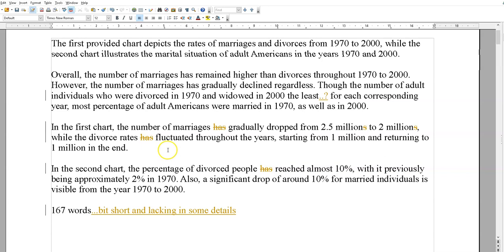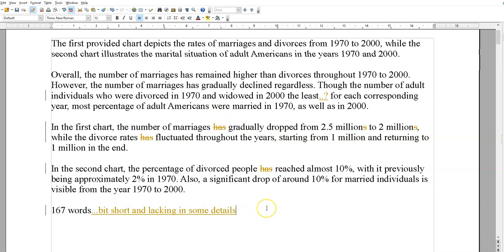Missed out that one. Simple past, start from one, second chart, has, yeah. So again, you would only use present perfect if the percentage of divorced people has reached almost 10% in the current day time. If it was like a table from 1970 and a table from 2023, then you could use it because you're comparing past and present. But because it's all in the past, just use the simple past, no present perfect.